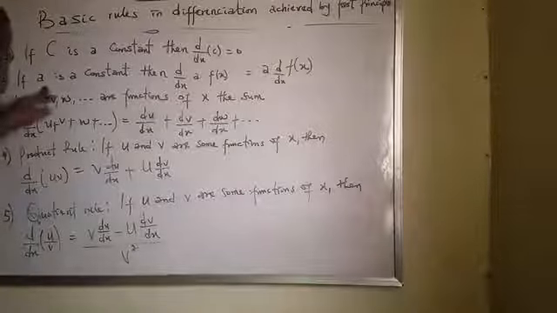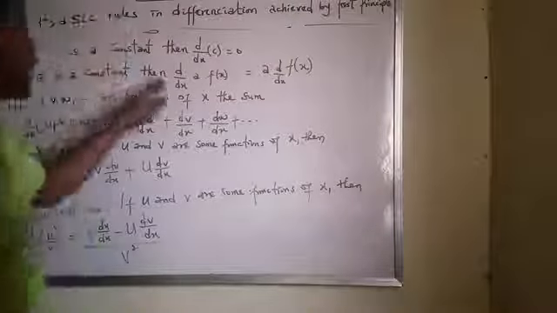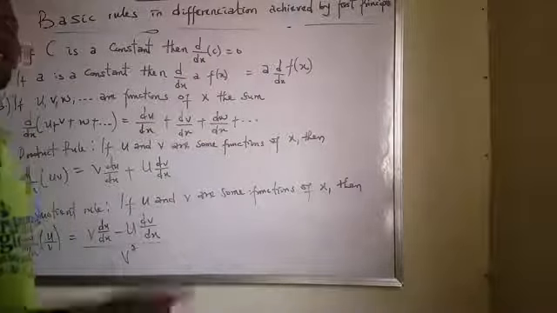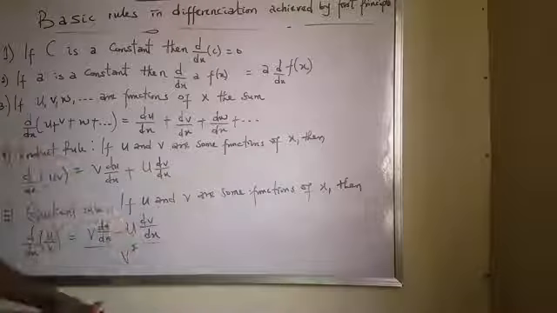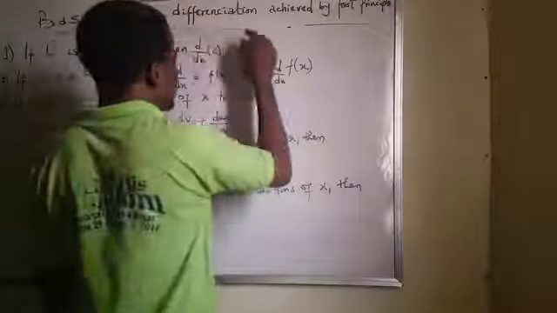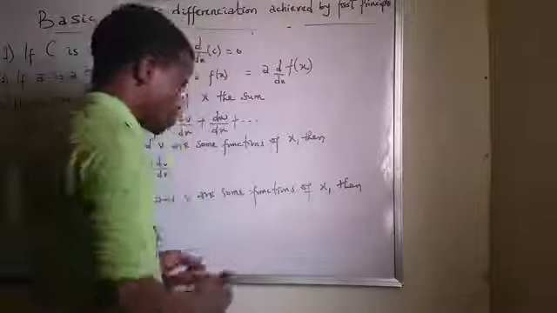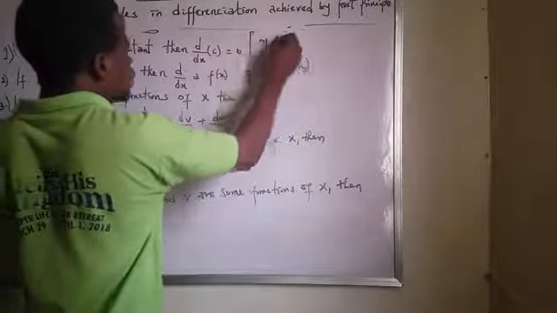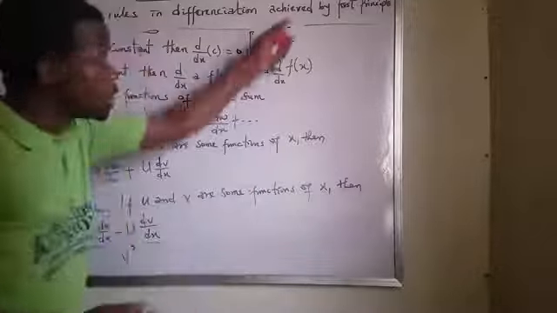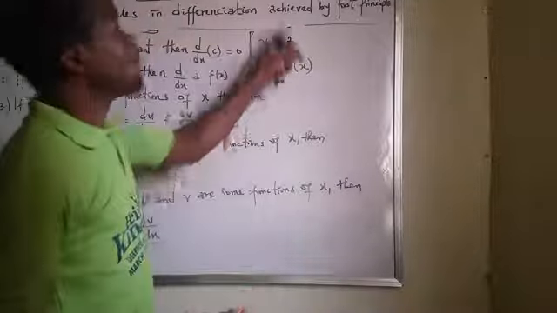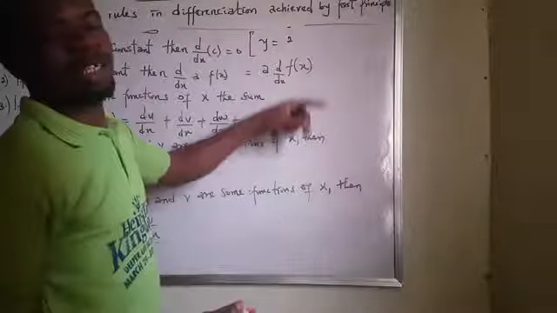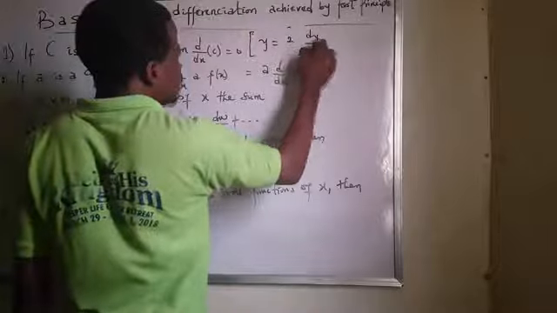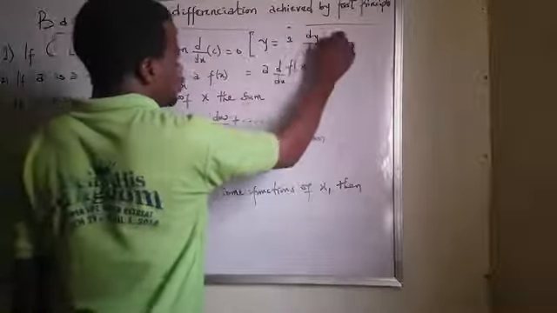Now, if A is a constant, then d/dx of A f of x, that is A times the derivative of a function. Let's say here, if you have, for example, y equals 2. 2 is a function, but this is a constant, it's not carrying any variable. So dy/dx here, there's no x here, so it is equal to 0.